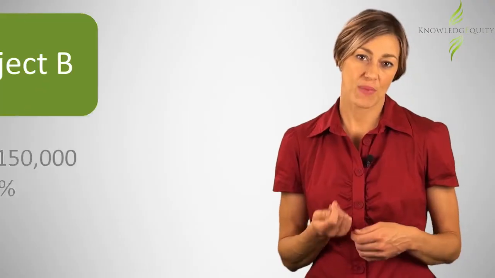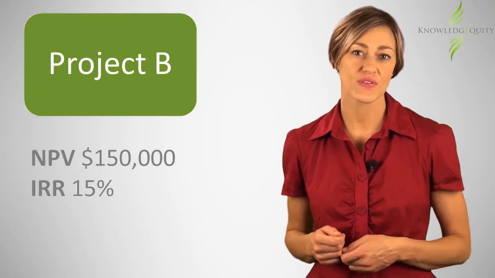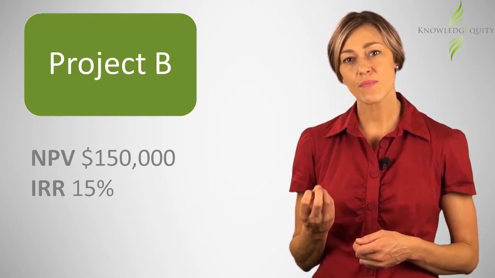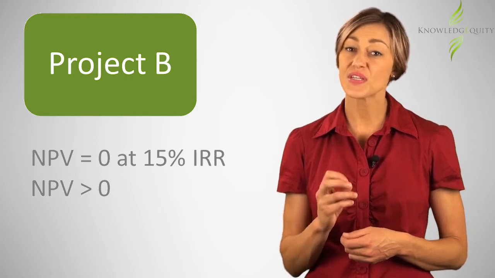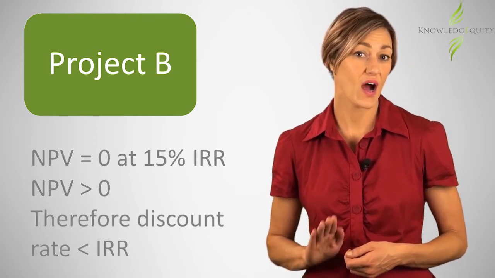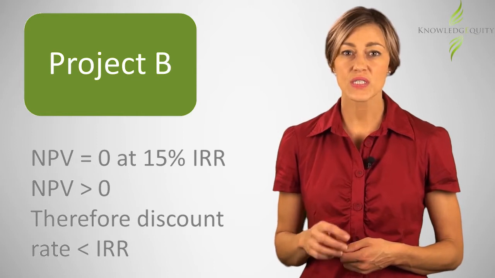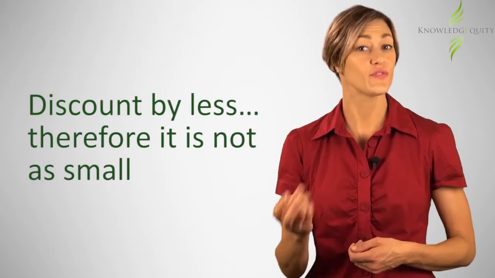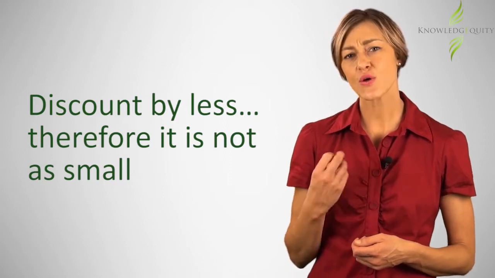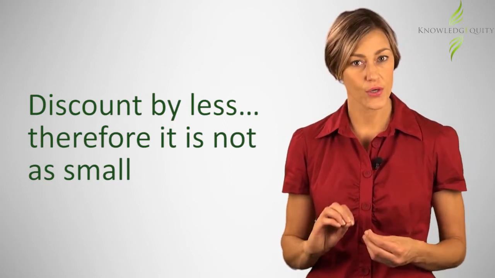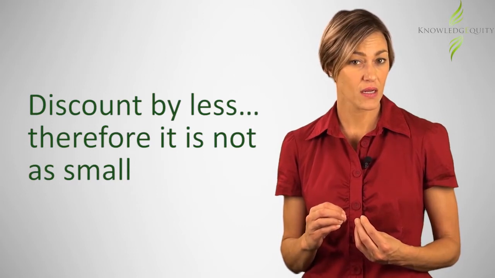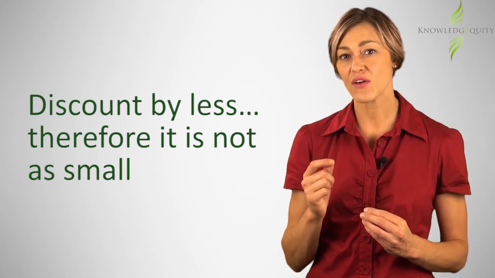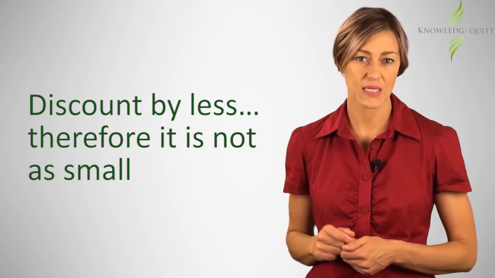Now let's consider Project B, where the NPV is $150,000 and the IRR is 15%. As the NPV is positive, then we know that the discount rate is lower than the IRR. This is because a lower discount rate doesn't have as much of an impact on the present value of future cash flows. So if we know that the NPV would be zero using the IRR of 15%, then because the NPV is greater than zero, then we know that the discount rate used is less than 15%.